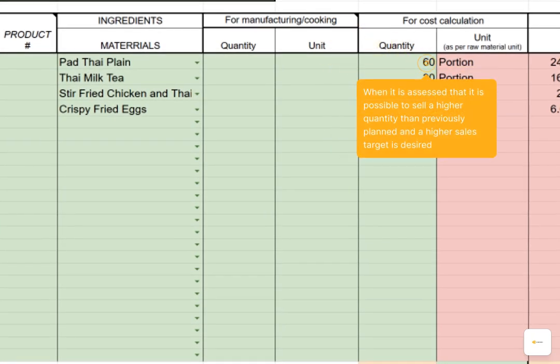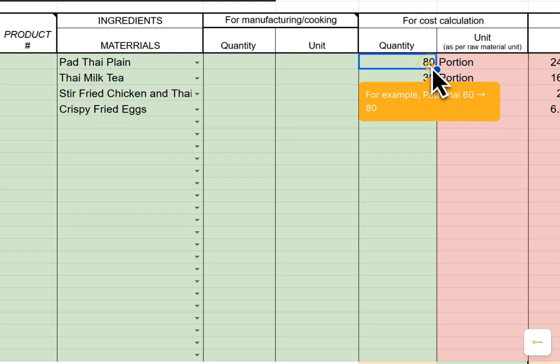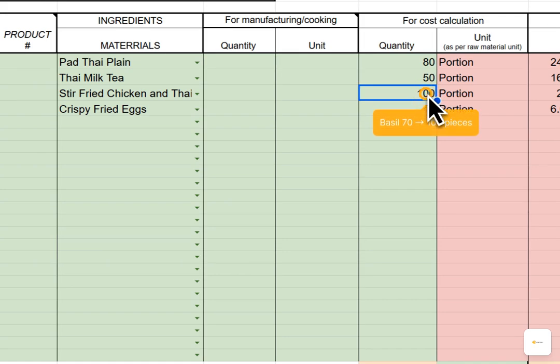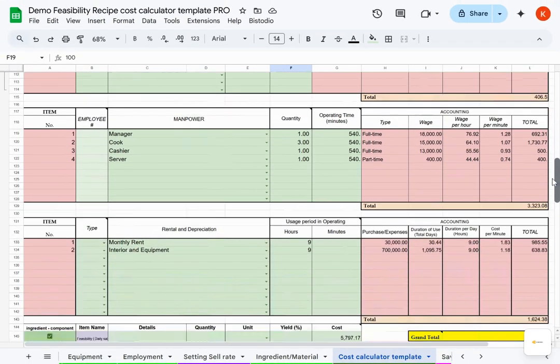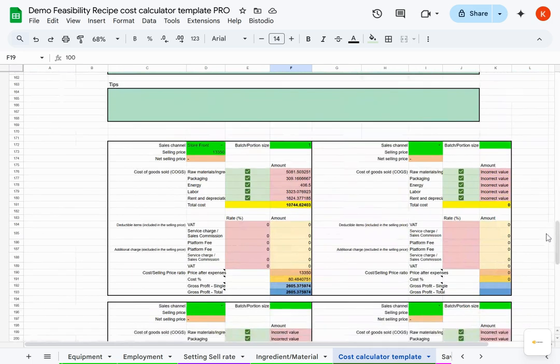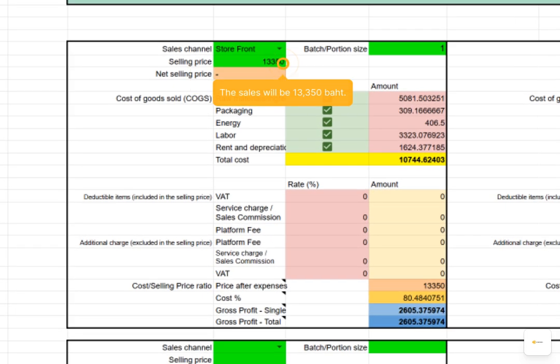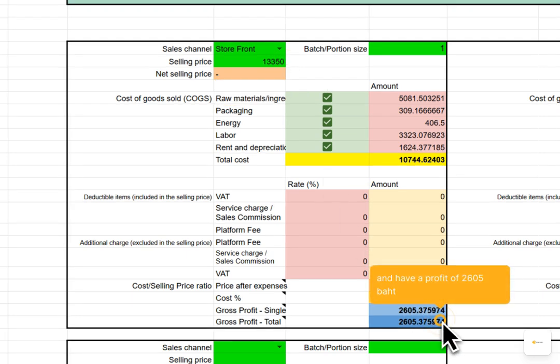When it is assessed that it is possible to sell a higher quantity than previously planned and a higher sales target is desired, for example, pad thai costs 60 to 80 baht, Thai tea 30 to 50, basil 70 to 100 servings. The sales will be 13,350 baht and have a profit of 2605 baht.